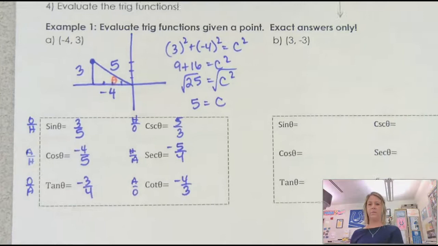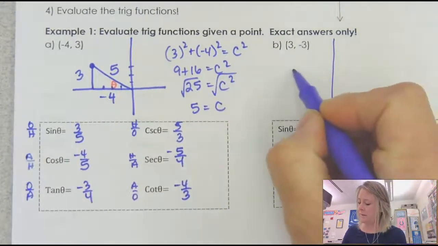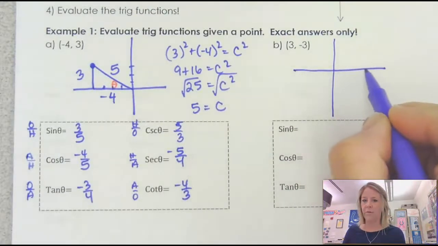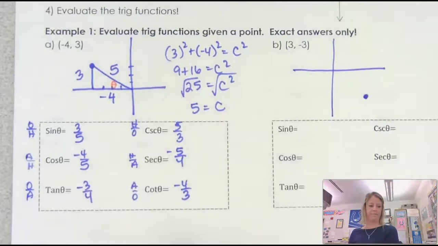Step 1, we're going to plot the point (3, -3). So I'm going to go over 3 to the right, and then down 3. So I'm going to go over 3. I'm not going to put the tick marks this time. And I'm going to go down 3. So it should be about right there.